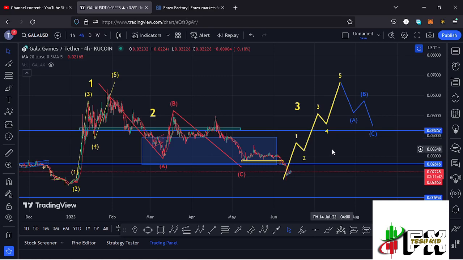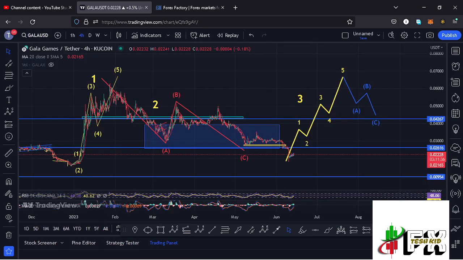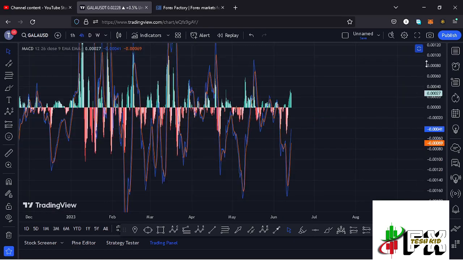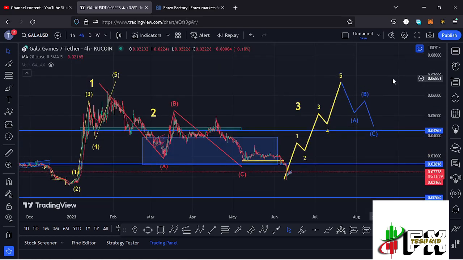Also taking a look at the indicators on the RSI, we are trading at around the 48 mark. Also taking a look at the MACD, we have been able to print a bullish cross, fully supporting higher prices. So let's be patient and see how that plays out, and I'll be keeping you updated.